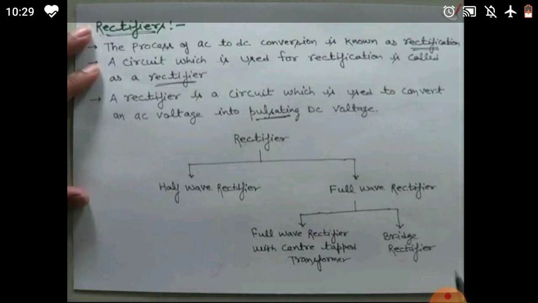Rectifiers are devices which convert AC voltage into DC voltage, or rectification can also be defined as the process of converting AC into DC. The rectifier is a circuit used for rectification purposes. It converts AC voltage into pulsating DC voltage, not pure DC, which is why we call it pulsating DC voltage.